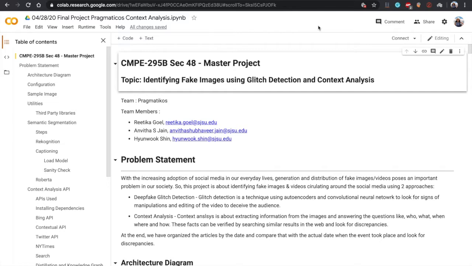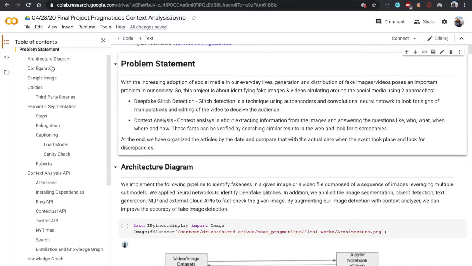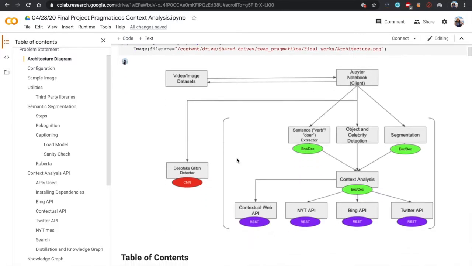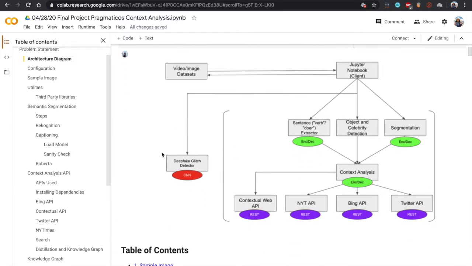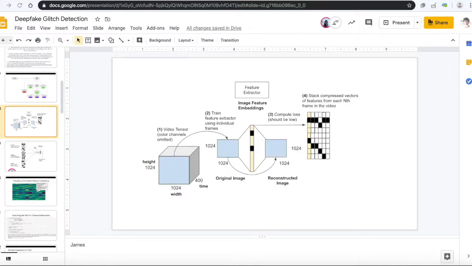Our project is about identifying fake images and videos circulating around social media with malicious intent to harm others' reputation or mislead the public, using two main approaches: deepfake glitch detection and context analysis. I'm going to talk about how feature extraction can be used to determine whether the video is real or fake.